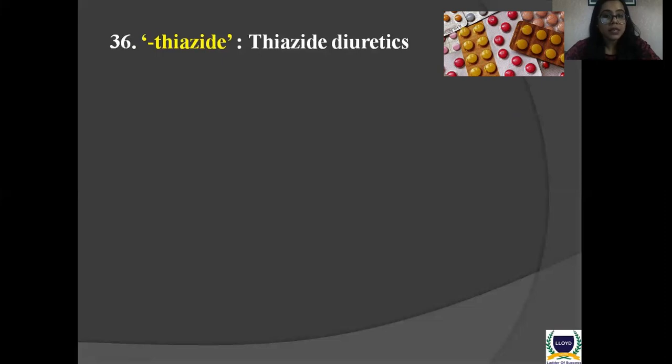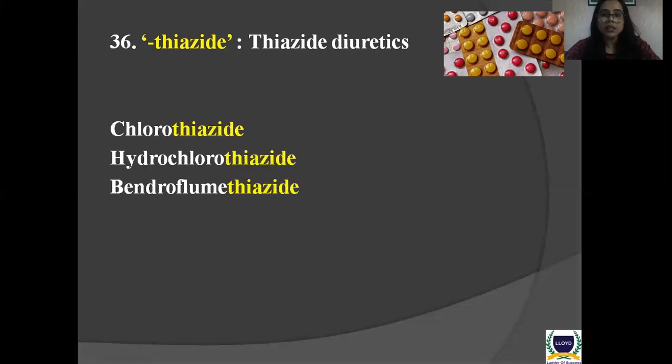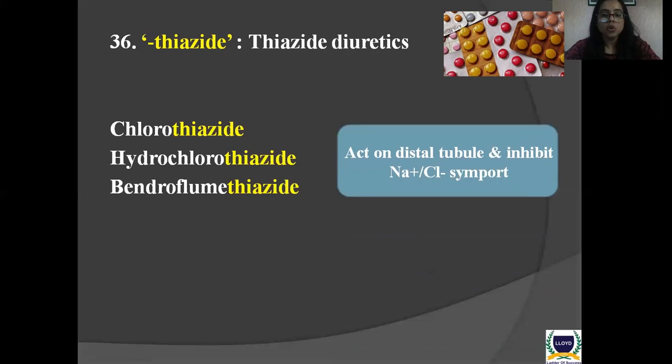Then our 36th suffix is thiazide. Thiazide indicates these are thiazide diuretics. Drugs under this category are chlorothiazide, hydrochlorothiazide, and bendroflumethiazide. These drugs act on the distal tubule and inhibit the sodium-chloride symport, thereby inhibiting the reabsorption of sodium and other cations. These end with the same suffix, thiazide, which indicates they are thiazide diuretics.